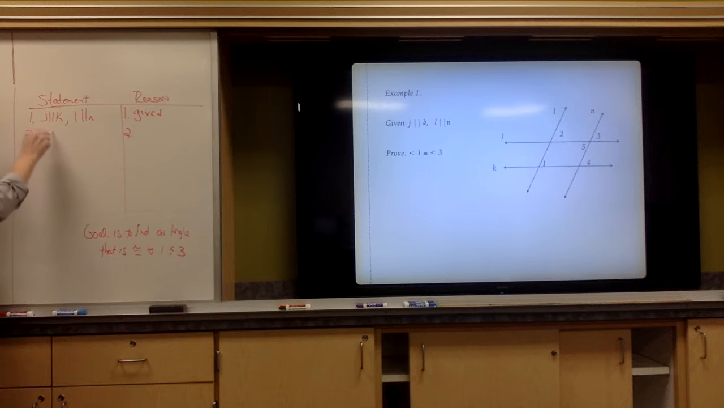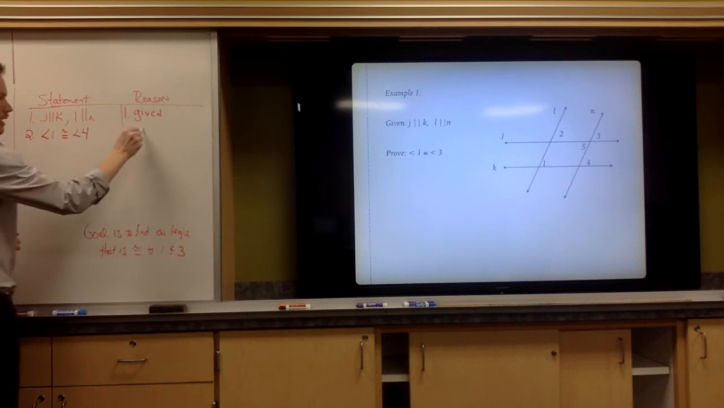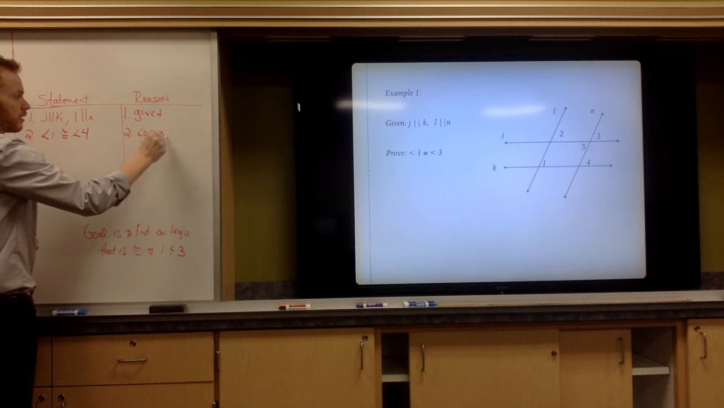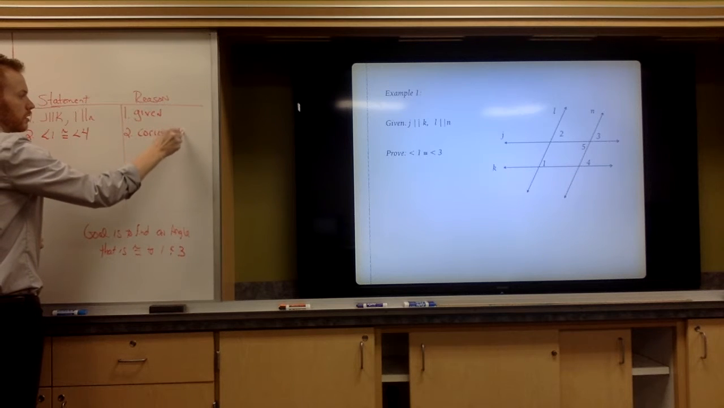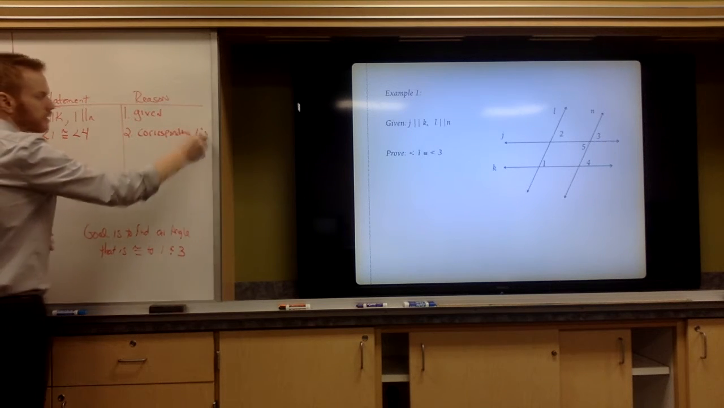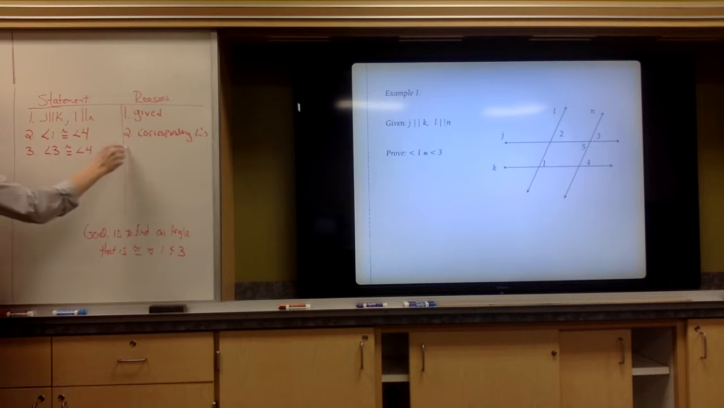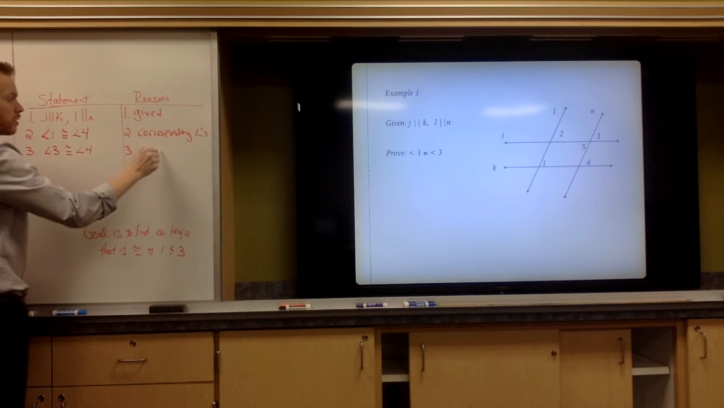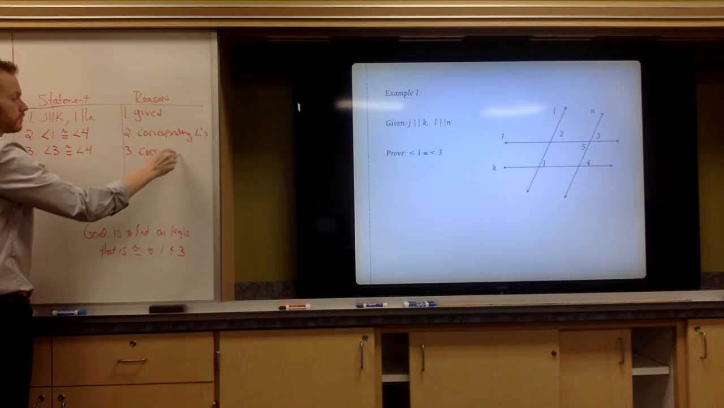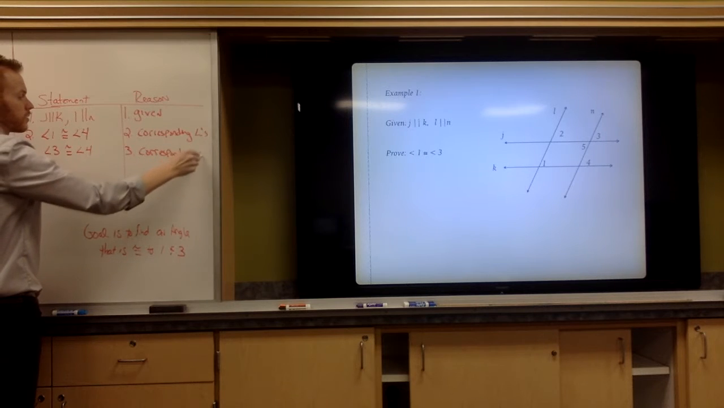I'm going to say that angle 1 is congruent to angle 4 because they are corresponding angles. I'm going to abbreviate angles there, okay? Now, for my next step, I'm going to list the other fact that I just stated, that angle 3 is congruent to angle 4 because they are also corresponding angles.